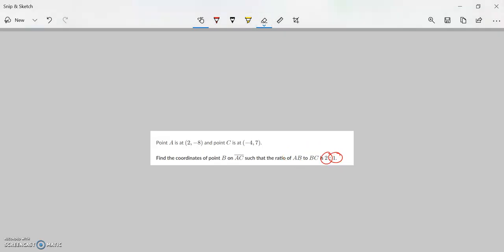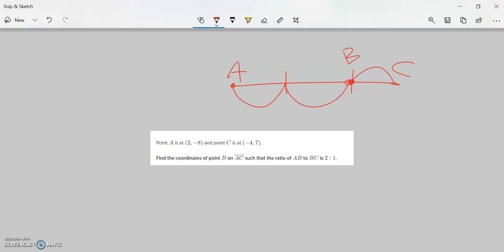Erase some of the stuff. So once we find out how long our total line is from A to C, there's our line. We're going to divide it into 3 chunks. And then AB will be here. So we'll have 2 chunks for A to B, and then 1 chunk for B to C. So let's go look. Actually, we have to look at the numbers.